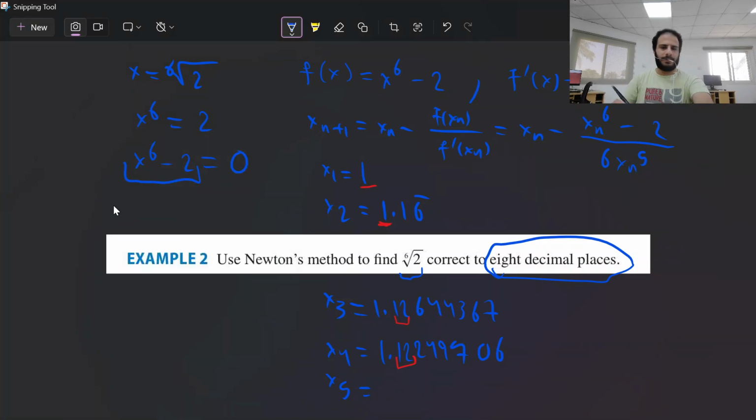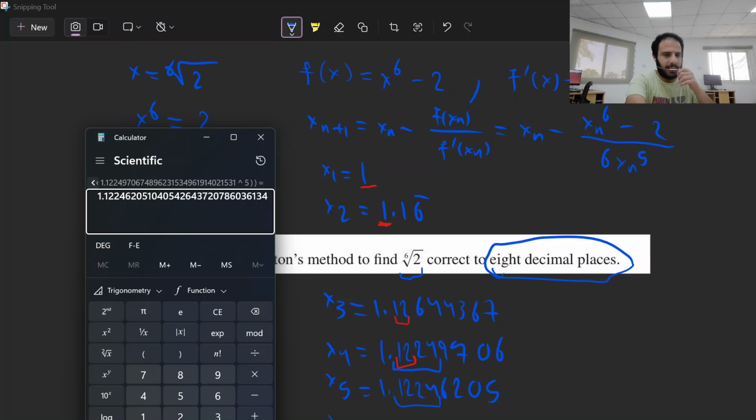Now it's true up to what? 4, right? 4 digits. See? Good? Because they are the same in two approximations, x4 and x5: 1.224, 1.224, right? Now x6.